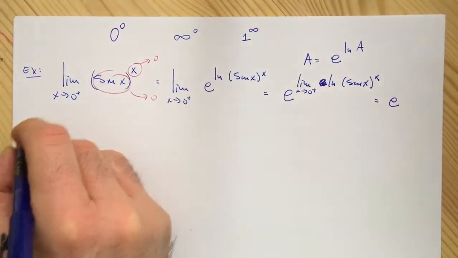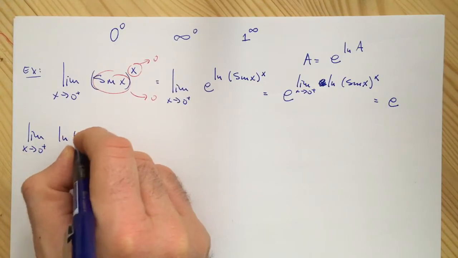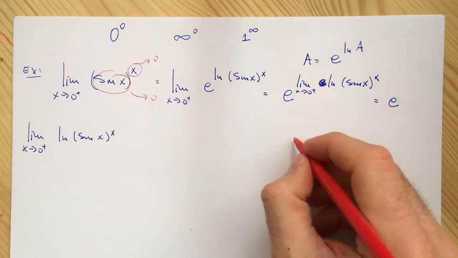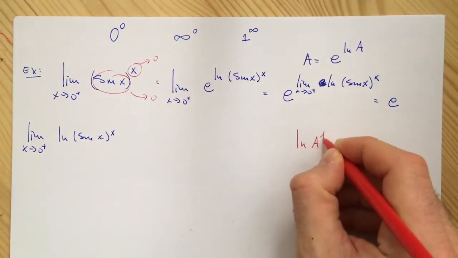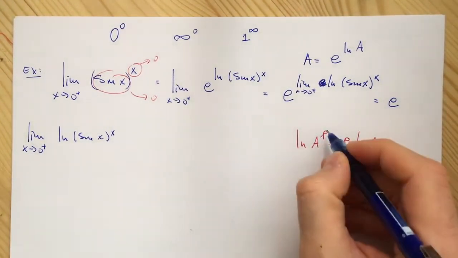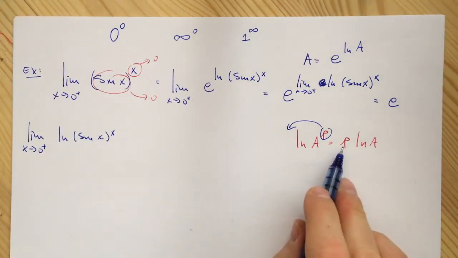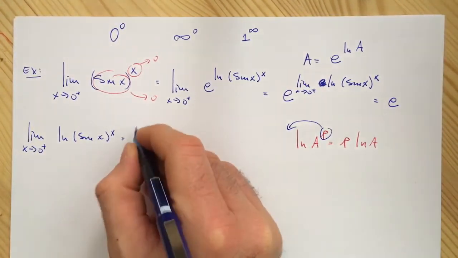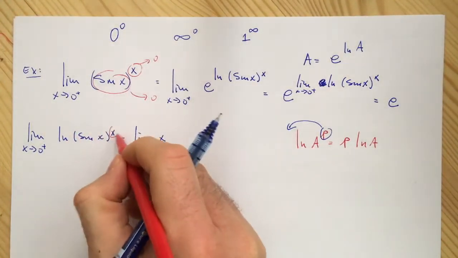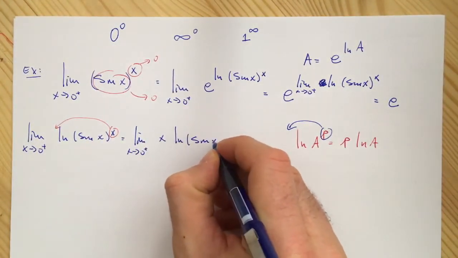We'll evaluate this limit on the side. Limit as x approaches 0 from the right, ln of sine of x to the power of x. Here we use another property of the ln function: ln of a to the power of p is equal to p times ln of a. So basically, this exponent can drop in front of the ln function. That's going to be a limit of x times ln of sine of x.